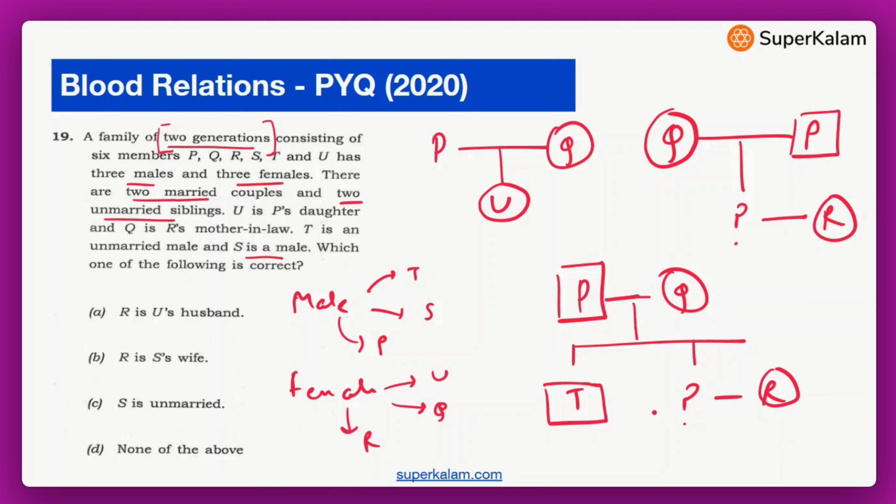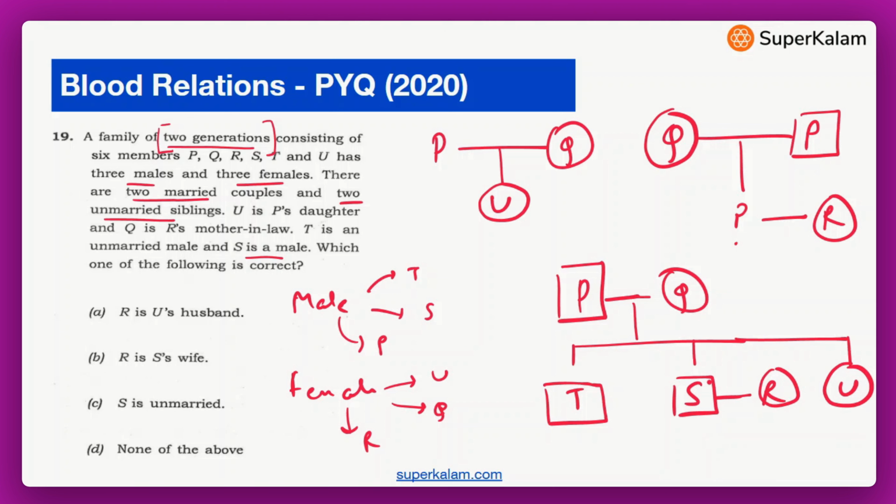R is a female, so of course R will be married to the son, which is male. Yes, she will be married to S, who is a male, because she can't be married to T, who is also a male and unmarried. So R is married to S and U is the remaining daughter. So P and Q are married. They have three children: T and S, who are sons, and U, who is a daughter. And S is married to R.